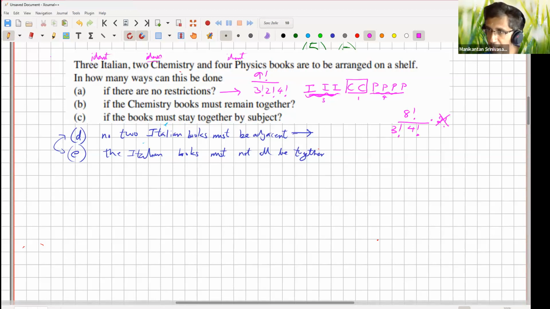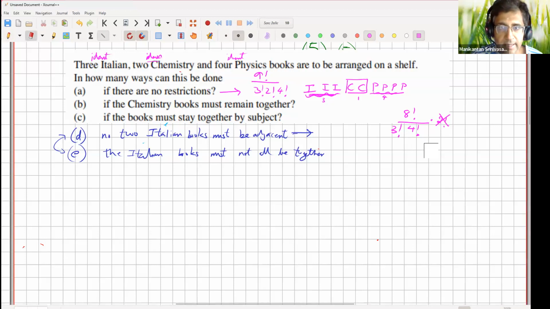I put the 2 factorial and erased it to show that we are not multiplying by 2, because when we open the block, the 2 chemistry books are looking identical. There's no left, right anymore. They have to be together. There's only one way in which they're together. They're already in the box. Does it make sense? Why we don't multiply by 2 factorial? Sir, are you with me? Okay, so that's the B part.